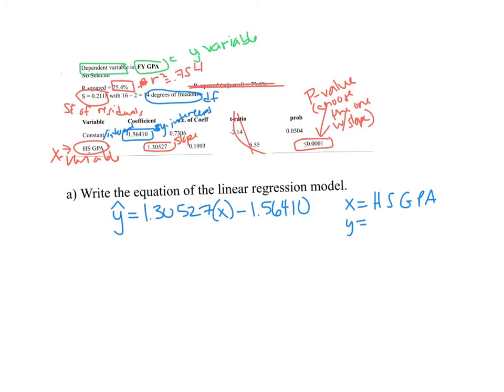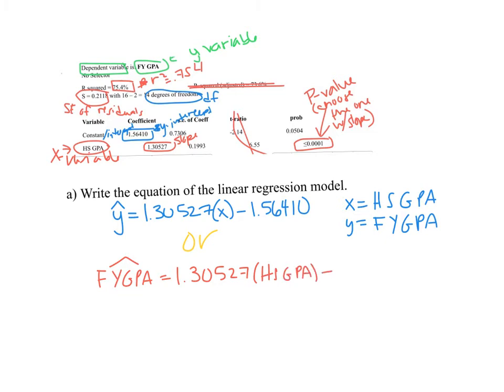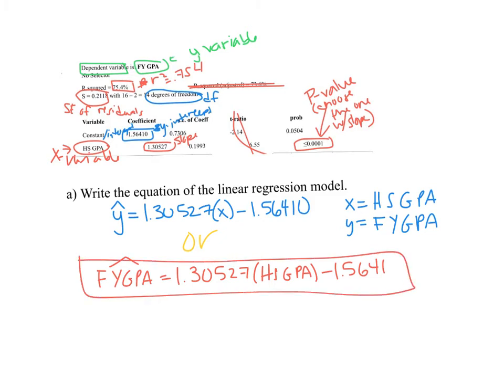There's another way to do this, and I actually prefer the other way. I think it looks nicer. The other way that you can write it is first year GPA with a hat on it is equal to 1.30527 times high school GPA minus our y-intercept there. This is my preferred way of writing it, but if you do the first way, that's fine as long as you define the x and the y variables.